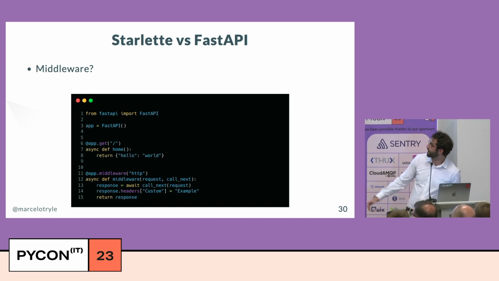Middleware. So just explaining the code here. On lines 6 to 8, we have the simplest endpoint that you can have. And from lines 11 to 15, we have a middleware. In this case, the middleware is calling the endpoint on line 13. And on line 14, after we got the response back, we are just adding a custom header, which is custom, and the value of that is example.